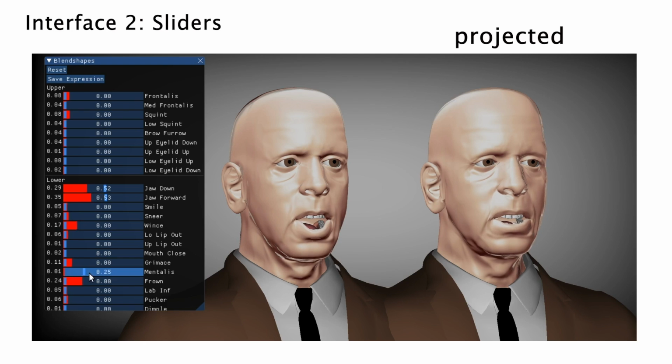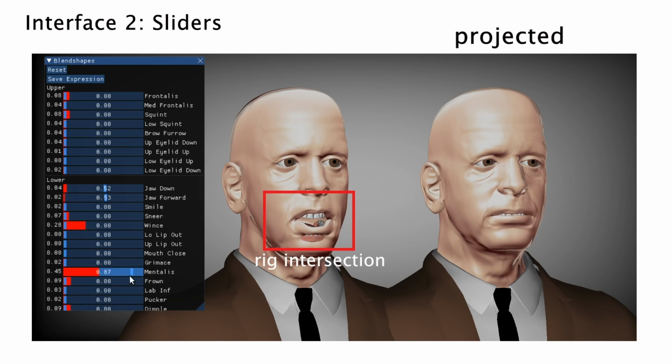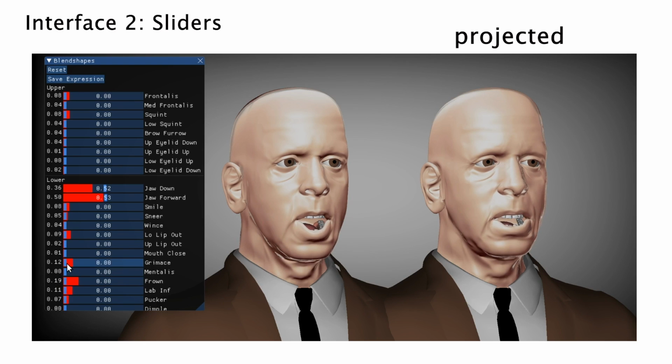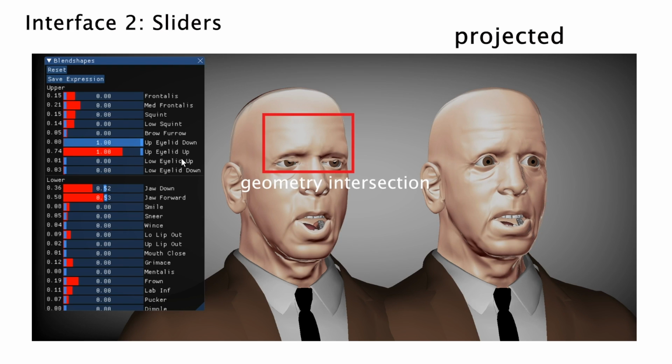We augment the traditional slider-based interface by automatically applying the manifold projection operator whenever a user moves a slider. This ensures that the user never leaves the space of natural facial expressions. The current projected values used to pose the face are shown as a red bar augmenting the slider's background to quickly visualize the effect of the projection. We're able to prevent intersections between different parts of the rig as well as self-geometry intersections.